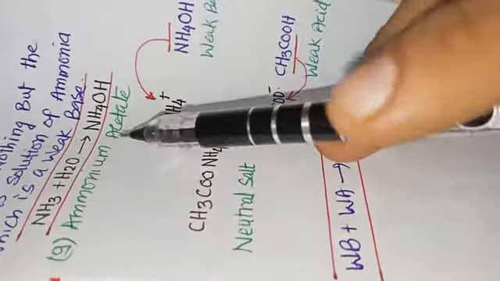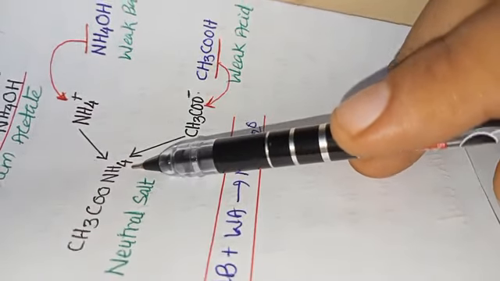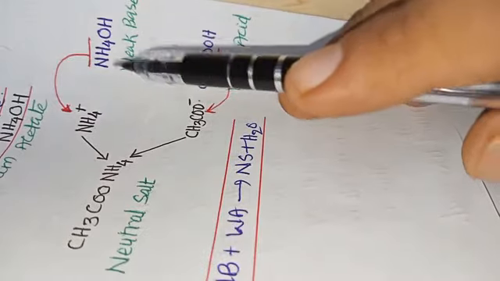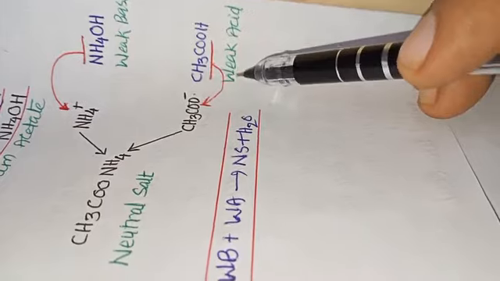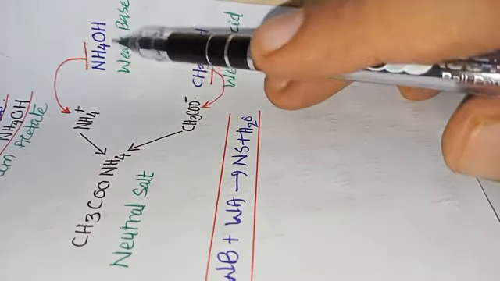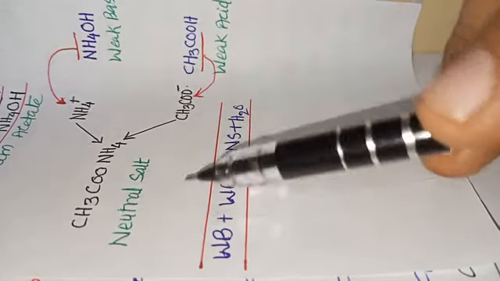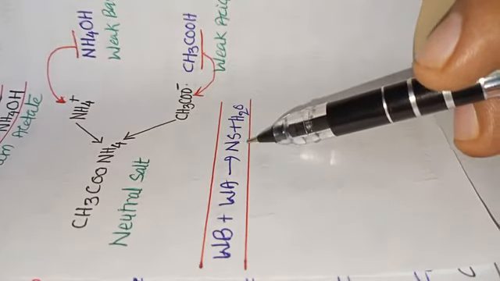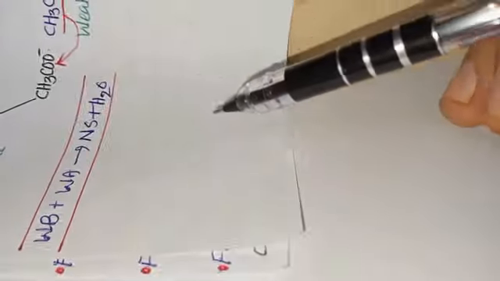Now we can move to the next salt. The next salt is ammonium acetate. The formula of ammonium acetate is CH3COONH4. It has two ions, NH4 plus ion and CH3COO minus ion. NH4 plus ion comes from the NH4OH, whereas CH3COO minus ion comes from the CH3COOH. NH4OH is a weak base and CH3COOH is a weak acid, and that is why it is the salt from weak base and weak acid, and that is why it is a neutral salt. So we can say that ammonium acetate is a neutral salt.